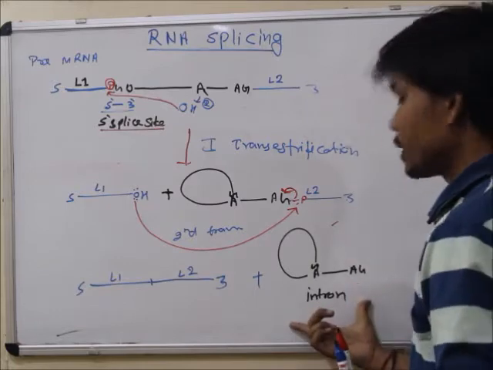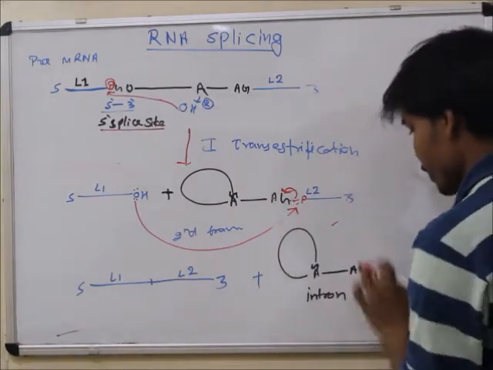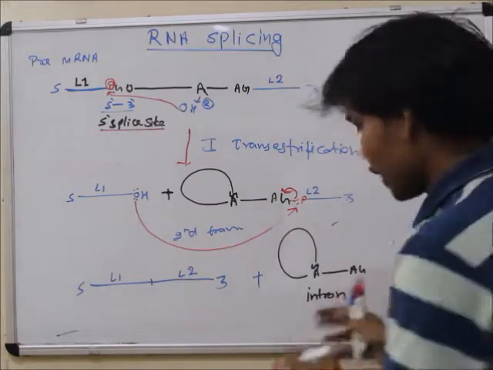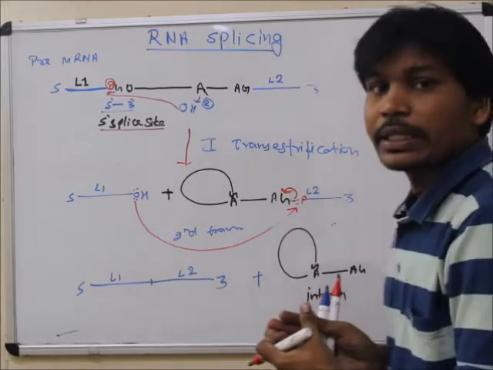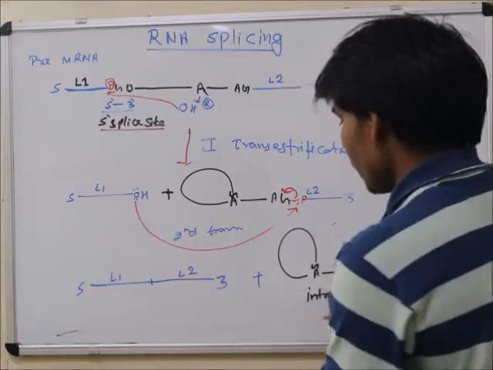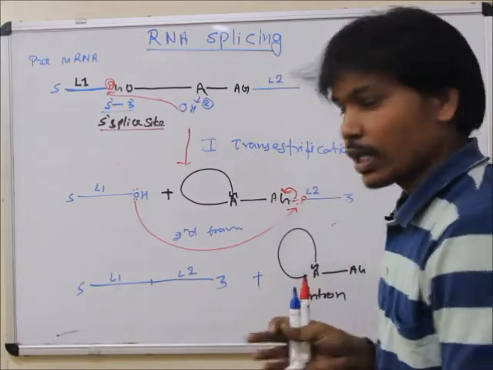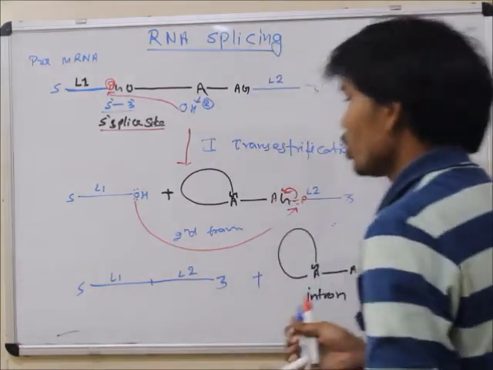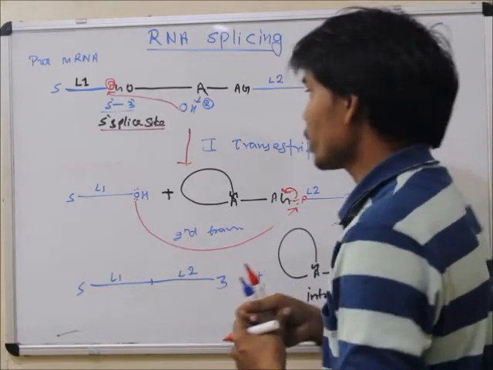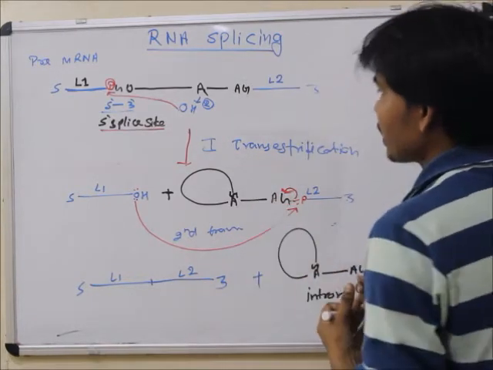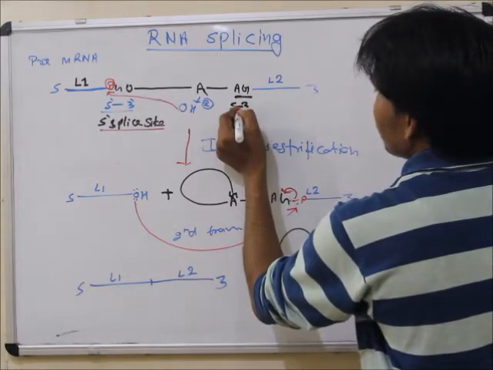So always the intron is released in the form of a lariat, and in the further process it will be degraded in the nucleus. And these are the exons that make the protein. So this was the trans-esterification reactions, that is also 5 to 3.